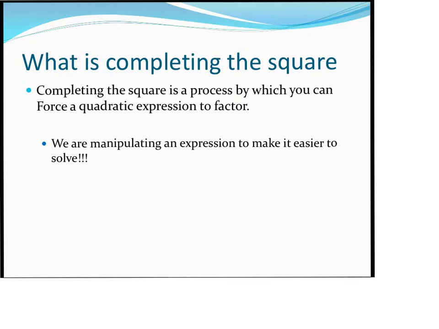Okay, so this is section 5.4, and we're going to talk about this idea called completing the square. It's a process with which you can force a quadratic expression to factor. Some quadratic expressions can't factor. For example, if I have x squared plus 3x plus 7, we generally ask what two numbers multiply to 7 but add to 3. No such nice numbers exist. So we use completing the square to make this an expression that we can factor.